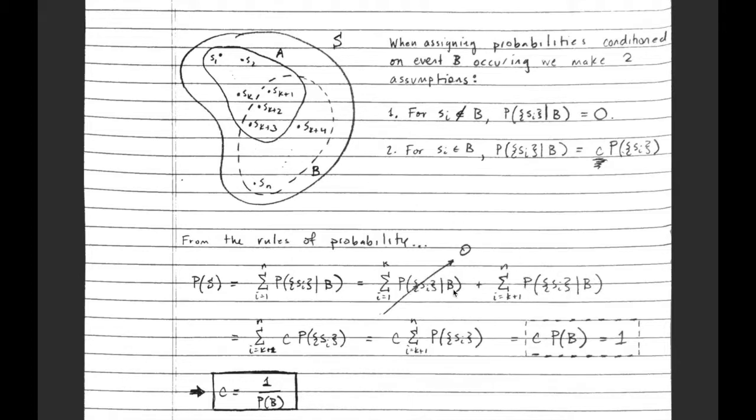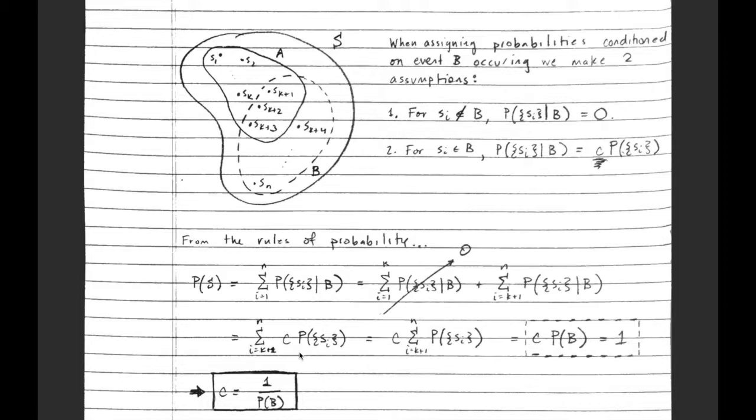Now, because all the sample points in this first sum are not in B, by my first assumption up here, all those conditional probabilities are 0. So this whole sum on the left here is just equal to 0. And then the sum on the right here from i equals k plus 1 to n, these conditional probabilities all become that unknown constant c times the unconditioned probabilities. So that's what I get at this line down here.